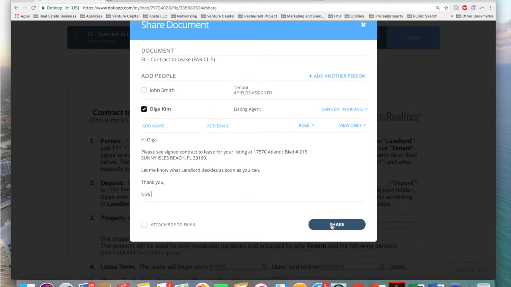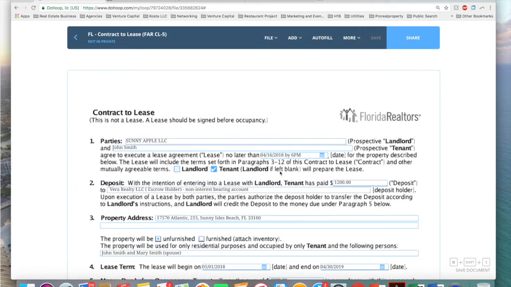And we click share, and it will go, and also we can attach a PDF file. Click share, and it will go to Olga, and she will present it to her landlord. And if landlord signs the contract to lease, you can start working on the full lease agreement, which we'll be reviewing next. So let's move on.